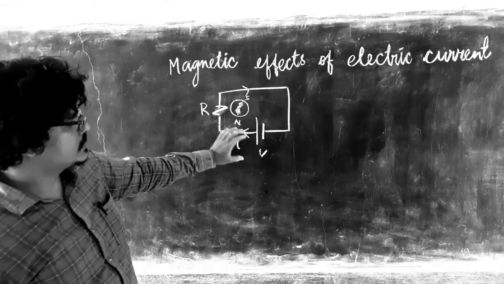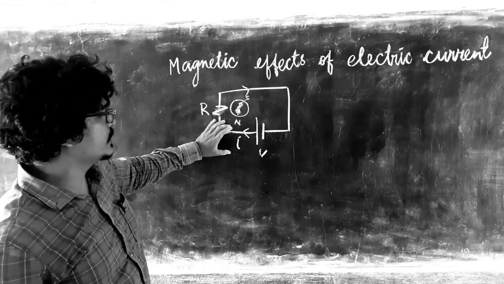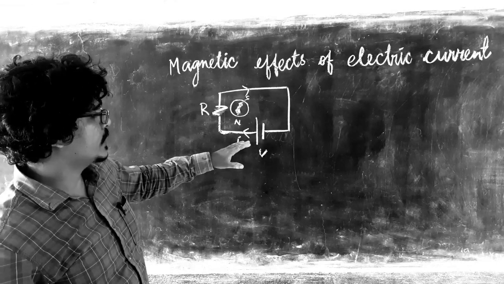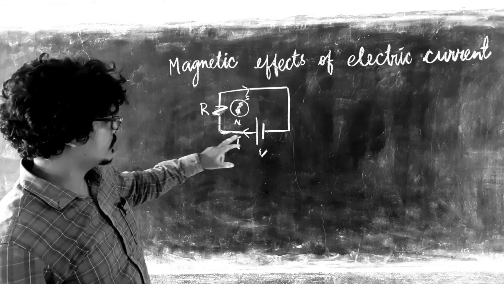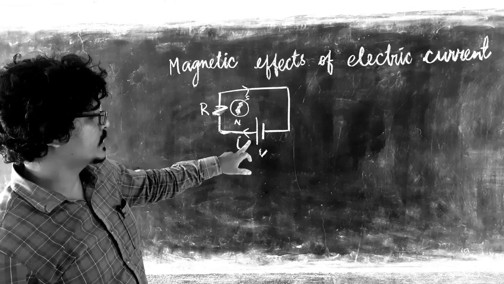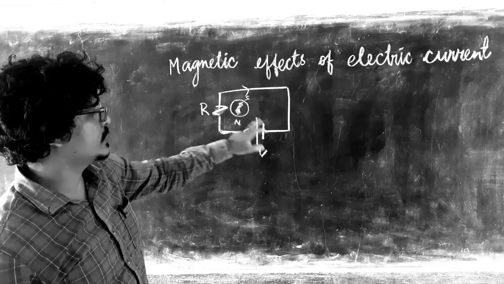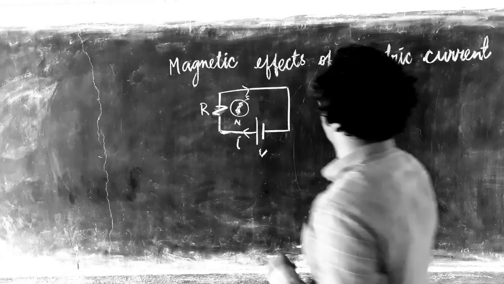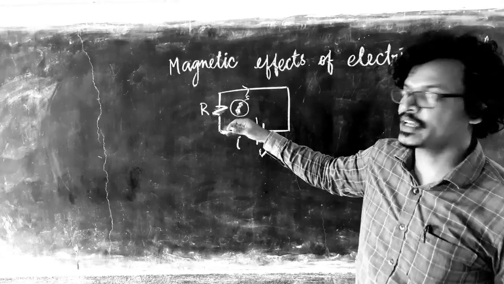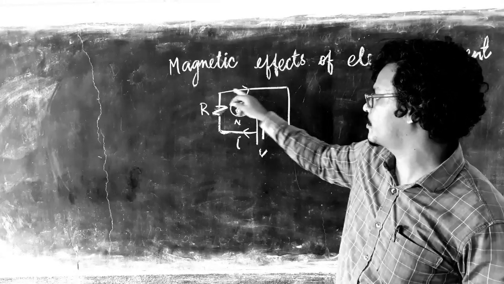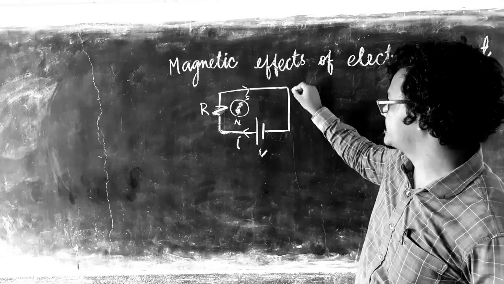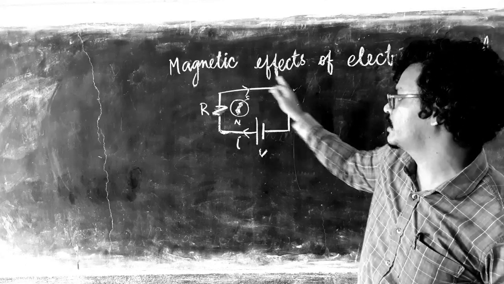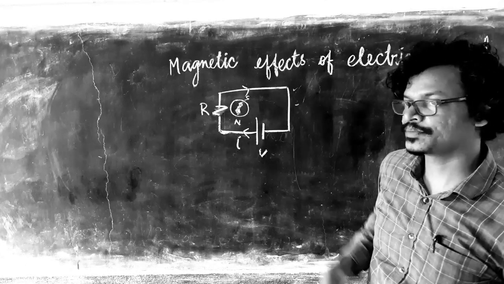When there was no current in the circuit, the magnetic compass was stationary. But when we switch on the key and current starts flowing in this circuit, we see a deflection in the magnetic compass. Later, the same experiment was carried out near all parts of the wire. Every time there is a current flowing in the circuit, the magnetic compass deflects.